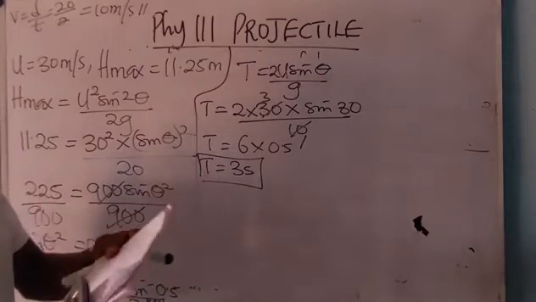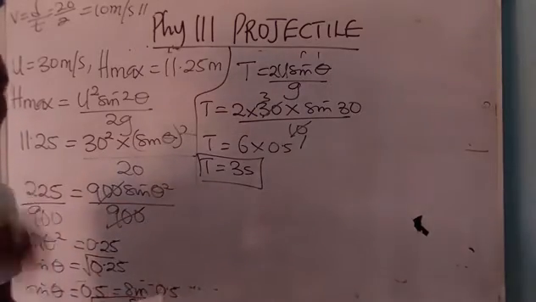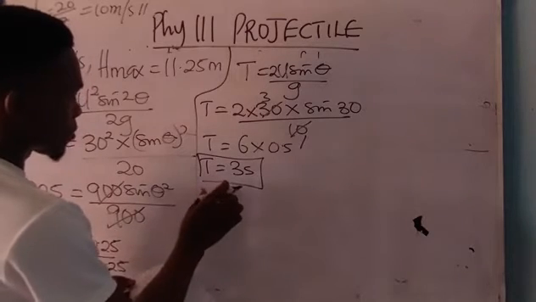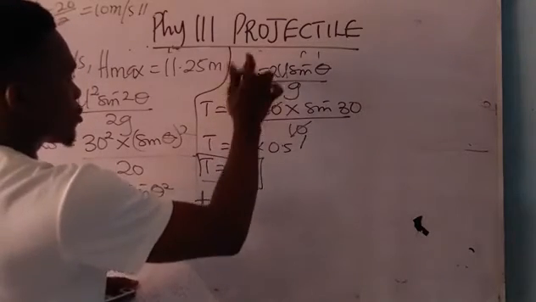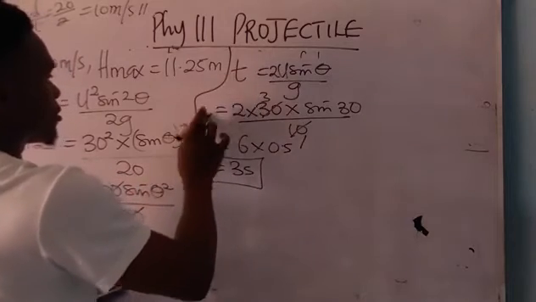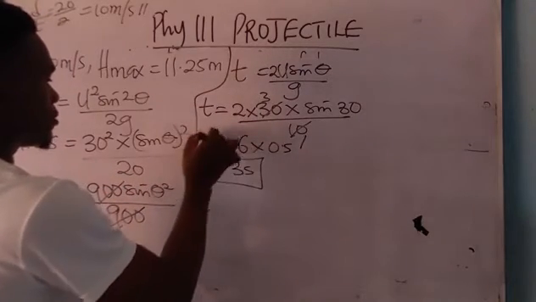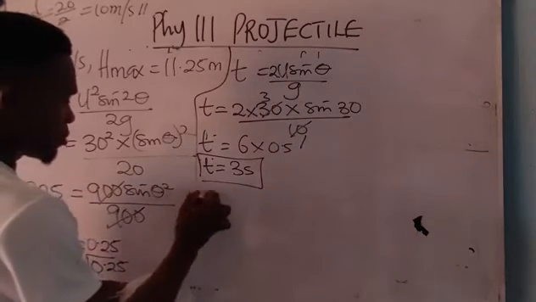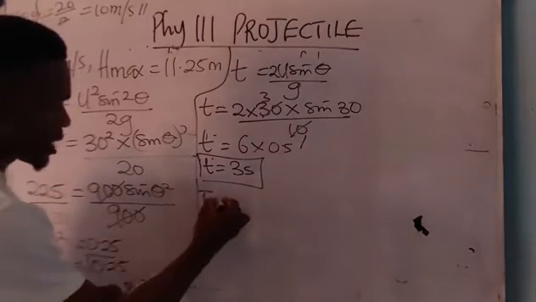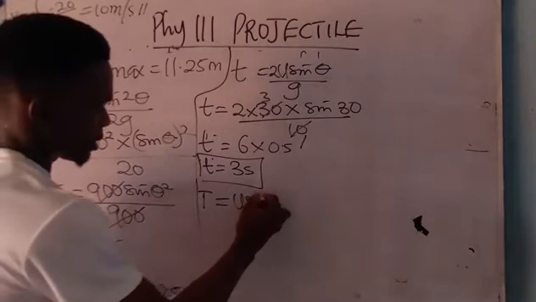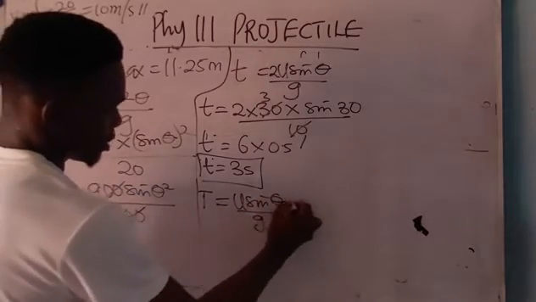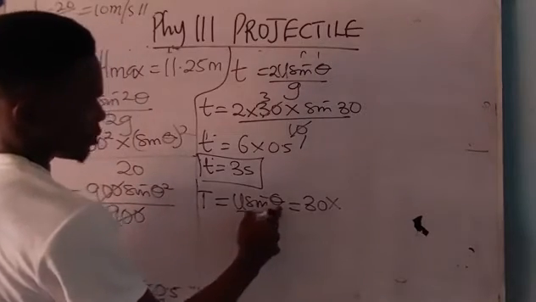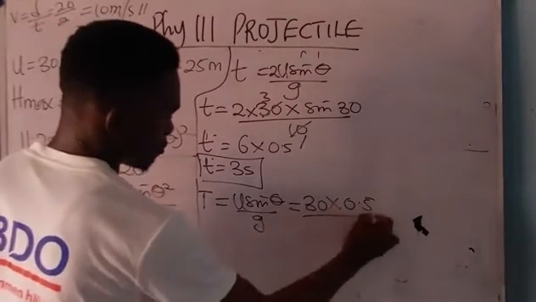What they said is we should also calculate the time to reach the maximum height. Now, time of flight is actually denoted as small letter t. Alright, small letter t, don't forget that. The big letter T is what? The time to reach the maximum height. It gives us u sine theta over g. U is 30, sine 30, which is 0.5, over 10.